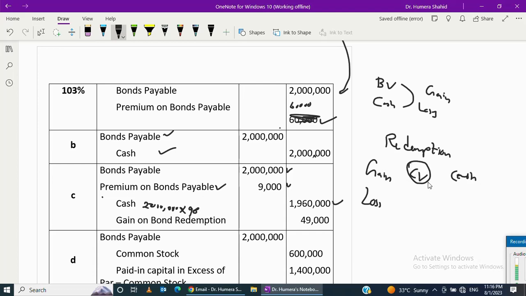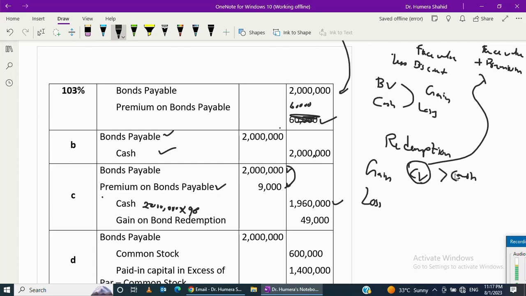What is carrying value? We discussed about it. Carrying value is face value less discount, or face value plus premium if the bond was issued on premium. Okay, in this question we had the bond on the premium, so the face value plus the premium together, they will tell me how much was the carrying value of the bond. If you see, it will be 2,900,000.